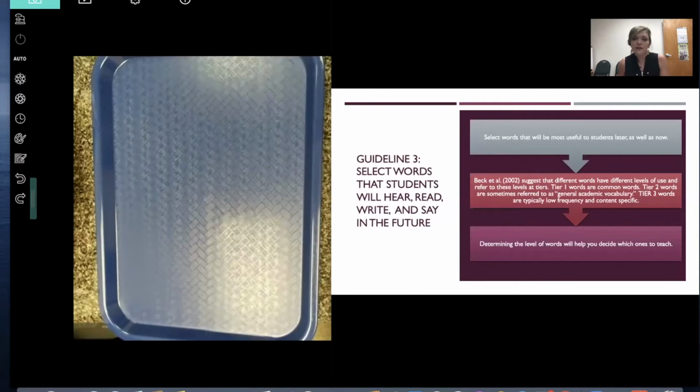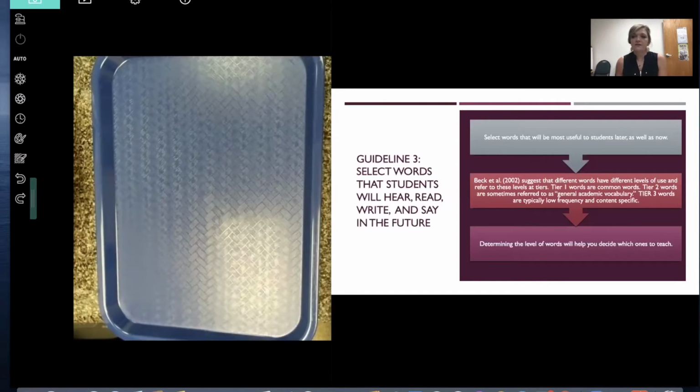And the third one is select words that students will hear, read, write, and say in the future. We've already talked about that, but that's the big one that we want to focus on with our kids, because you guys know even kids that don't technically have an attention deficit disorder, if it's something that's hard for them or that's not really something that they enjoy, then their attention is going to be very limited. So again, you want to bombard them with things that are going to be the most beneficial for them.